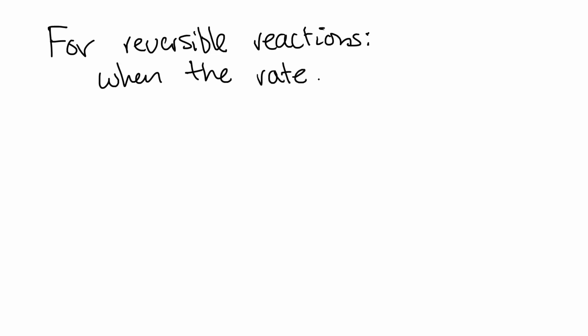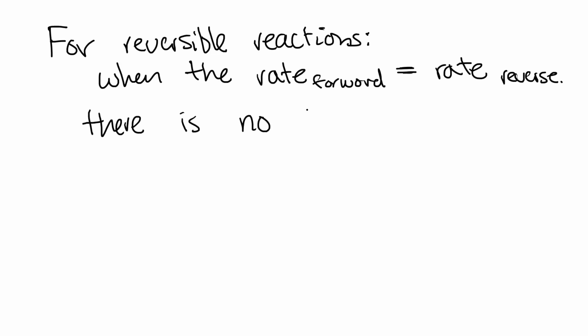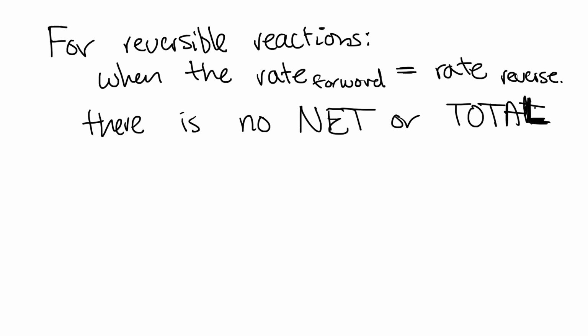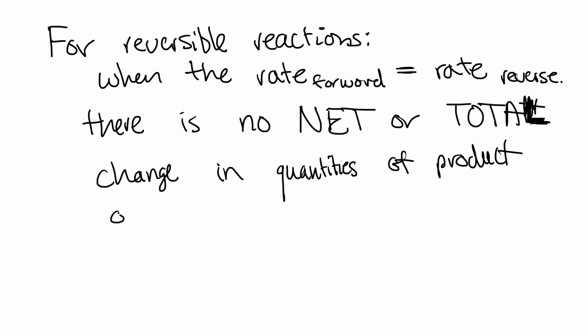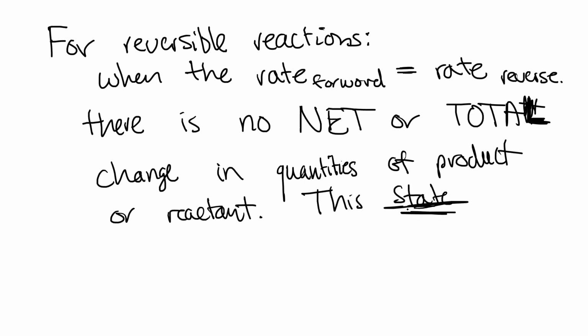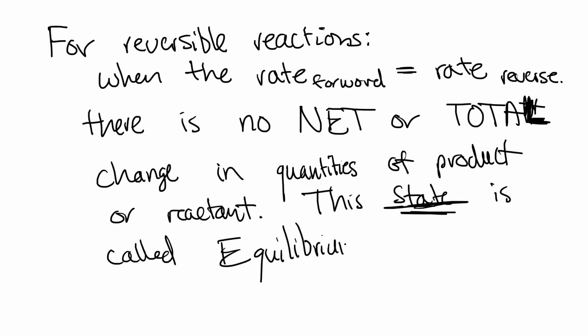So for reversible reactions, when the rate forward is equal to the rate reverse, there is no net, or total, change in quantities of product or reactant. This state, this is a condition, a state, is called equilibrium.